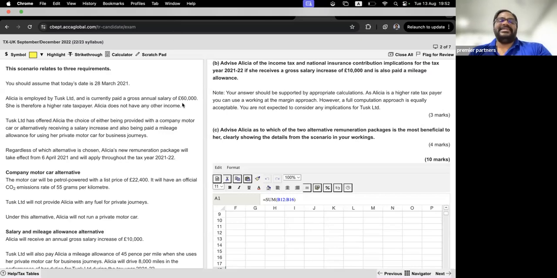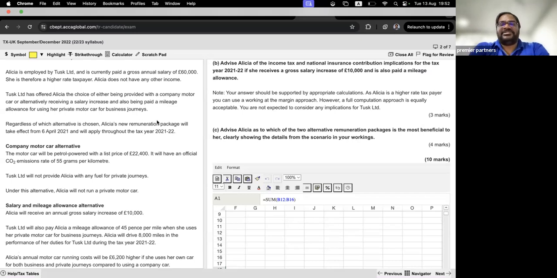All right. Let's see. So now I'm going to the second part. That is salary plus a mileage allowance. Alicia will receive an annual gross salary increase of £10,000. Task Limited will also pay Alicia mileage allowance of 45 pence per mile, even if she uses her private motor car for business journeys. Alicia drove 8,000 miles in the performance of her duties for Task Limited during the tax year. Her annual motor car running cost will be 6,200 higher if she uses her own car for both business and private journeys compared to using her company car.